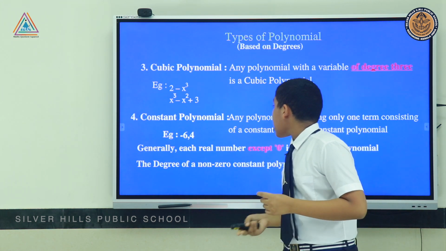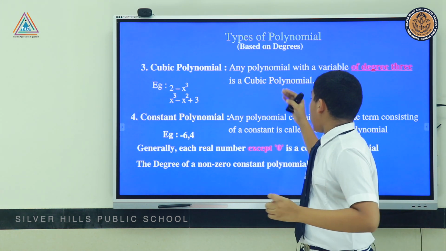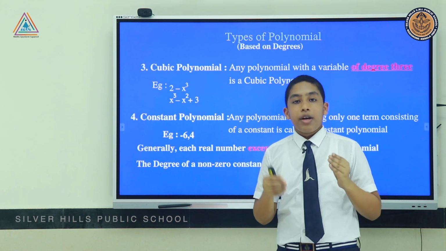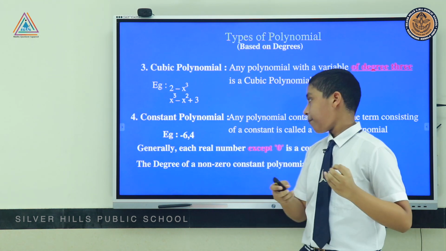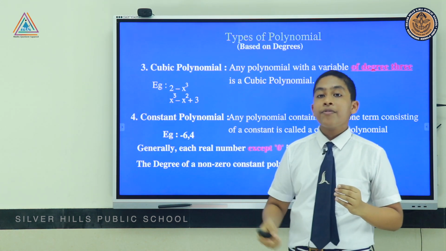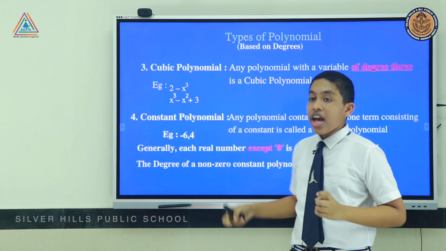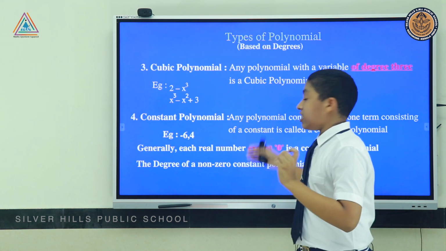Constant polynomial. Any polynomial containing only one term consisting of a constant is called a constant polynomial. For example, minus 6, 3, 4. And generally each real number except 0 is a constant polynomial. And the degree of a non-zero constant polynomial is 0 itself.